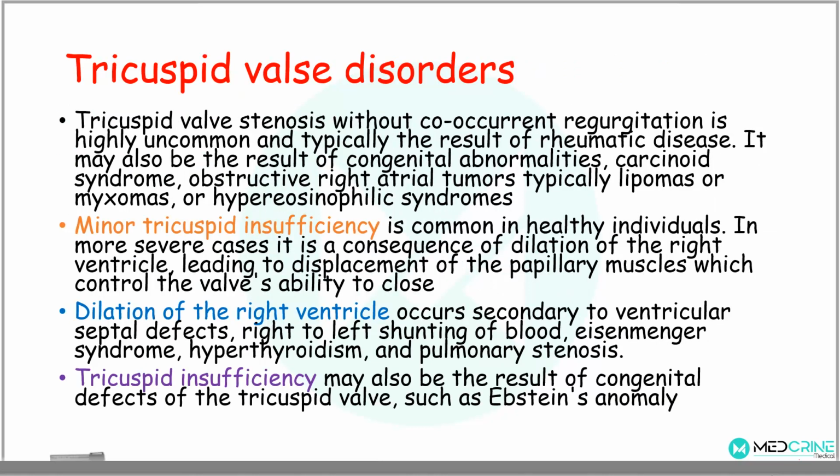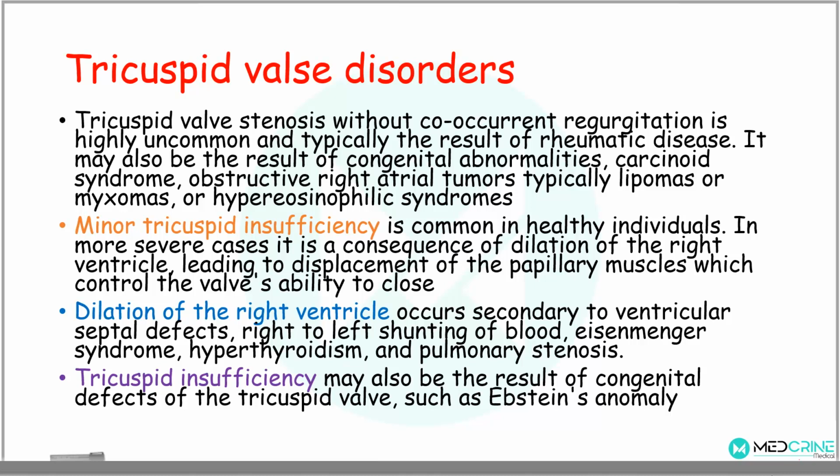Then lastly, we have tricuspid valve disorders. A tricuspid valve stenosis without a concurrent regurgitation is highly uncommon and typically the result of rheumatic diseases. It may also be a result of congenital anomalies, carcinoid syndrome, obstructive right atrial tumors, typically lipomas or myxomas, or sometimes hypereosinophilic syndromes.